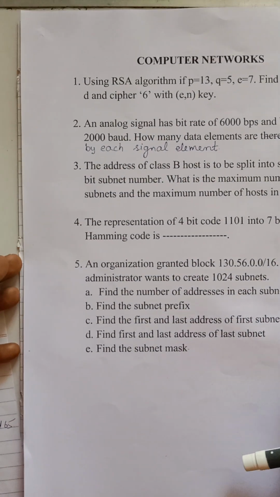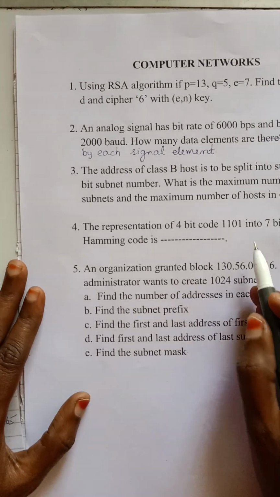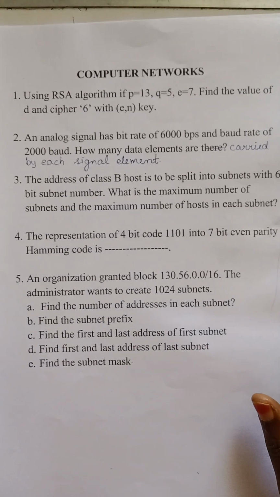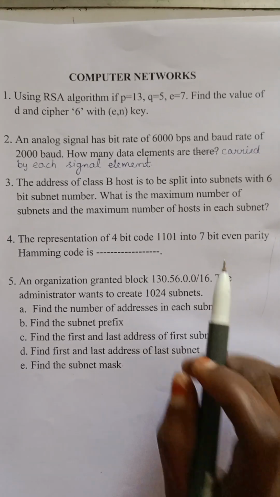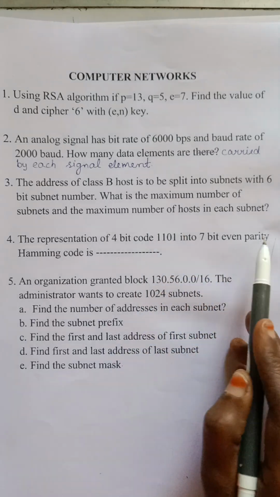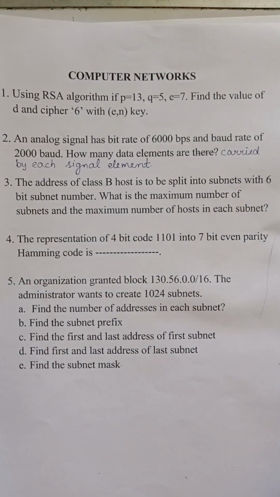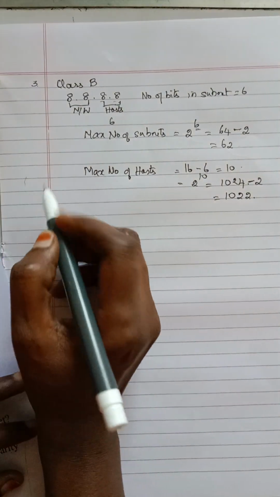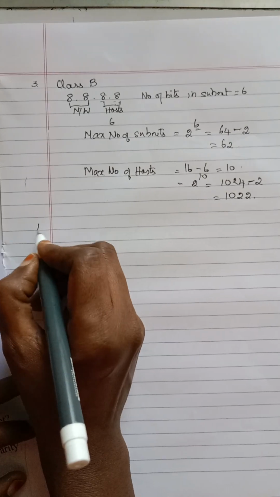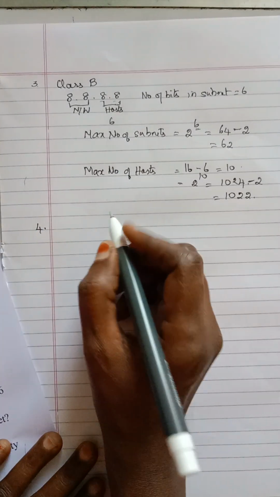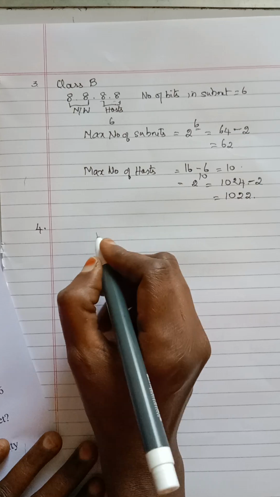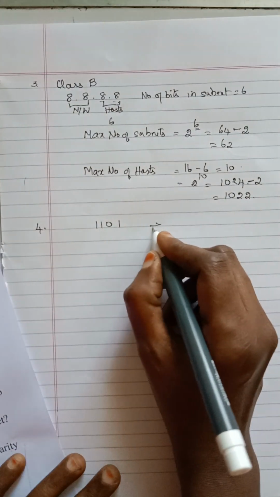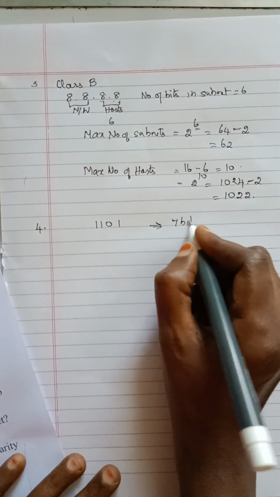The representation of a 4-bit code 1101 into 7-bit even parity Hamming code is. So this is the problem. The representation of a 4-bit code 1101 into 7-bit even parity Hamming code is what? So they have given the code, that is a Hamming code problem. Okay. Here they have given 4-bit data, that is 1101, and it has to be converted into a 7-bit Hamming code.